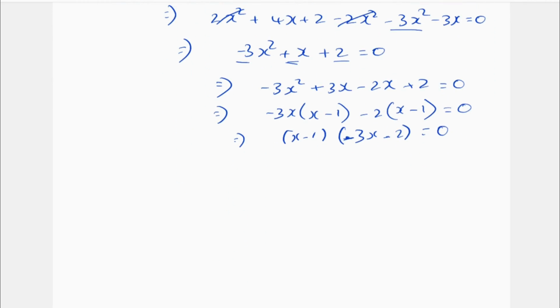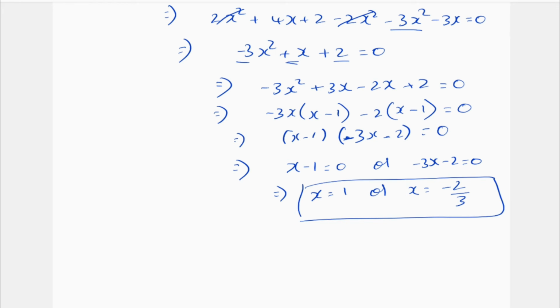Let me just scroll down a bit. Since it's a product, I can equate the factors separately. It either means that x minus 1 equals 0 or minus 3x minus 2 equals 0, in which case x would be either 1 or x would be 2 by minus 3, or minus 2 by 3. This is the solution that we have. x is either 1 or minus 2 by 3. I hope this is clear.